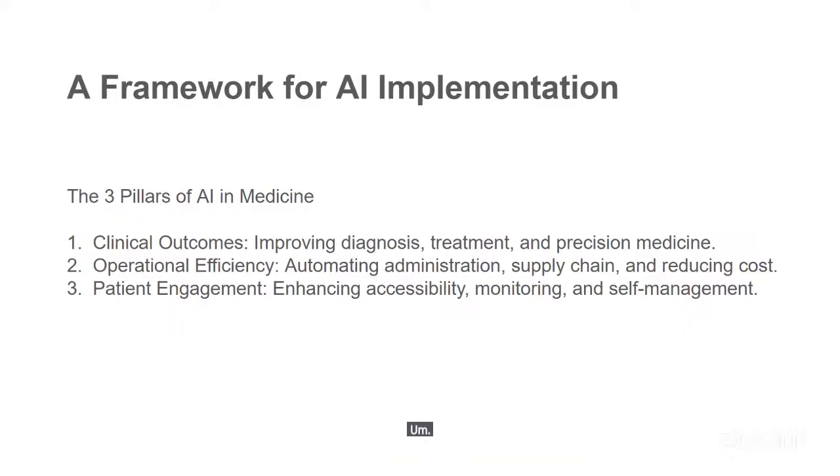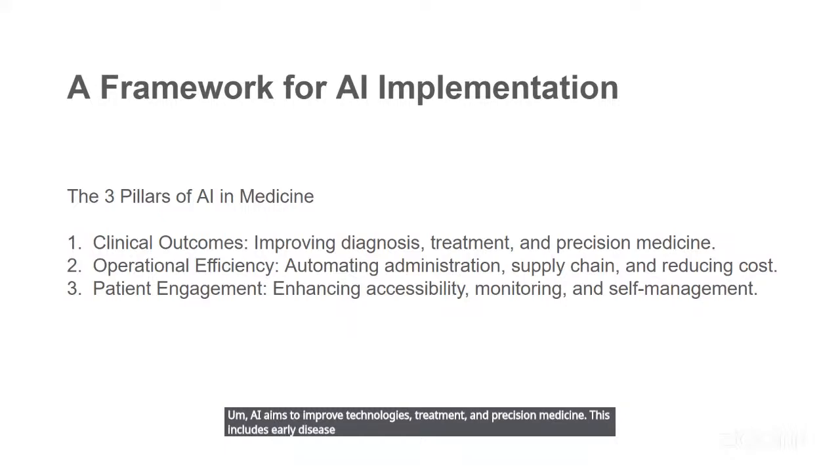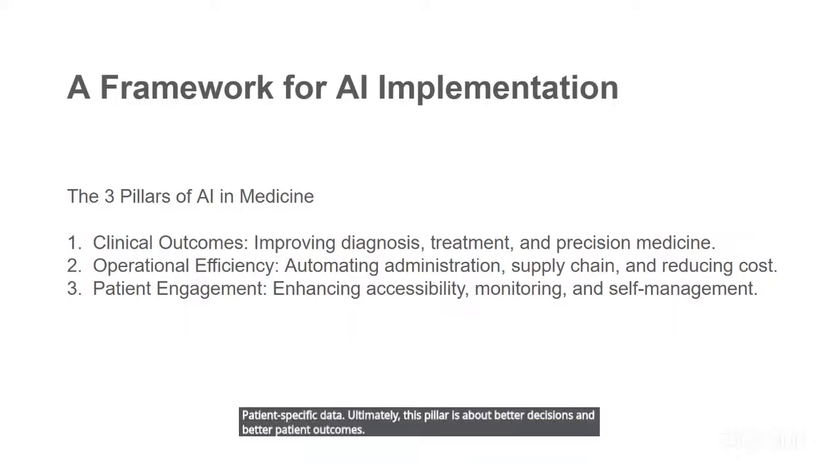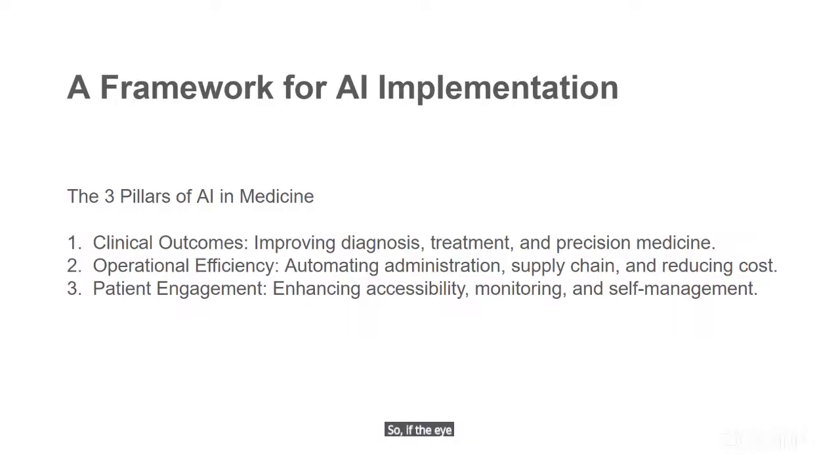AI aims to improve diagnosis, treatment, and precision medicine. This includes early disease detection, more accurate diagnosis, and personalized treatment plans based on patient-specific data. Ultimately, this pillar is about better decisions and better patient outcomes. If AI does not improve clinical care, then it has limited value.